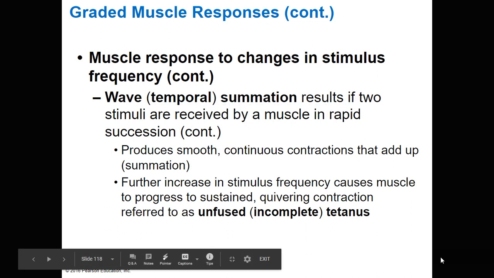Showing you temporal summation. Essentially, the additional stimuli delivered before the relaxation occurs produces this temporal summation. All right, and if you continue with this temporal summation, the wave summation will become greater and greater, so you end up with a sustained but quivering contraction that's called an incomplete tetanus.